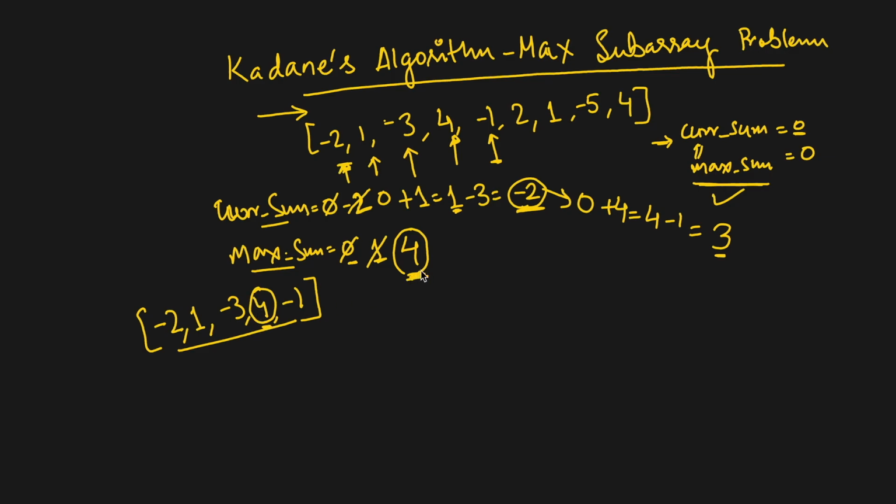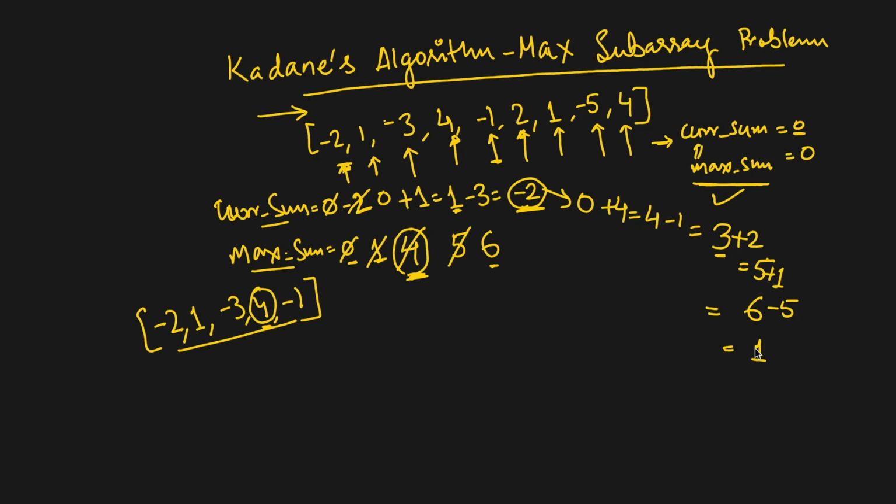Which is equal to the max sum. Now next element 2, so we'll add 2, so this becomes 5. So time to update the max sum to 5. Okay, now the next element is 1, so plus 1, so the current sum becomes 6, so the max sum becomes 6. Now the minus 5, so 6 minus 5 is 1, which is less than the max sum, so we'll not update it.